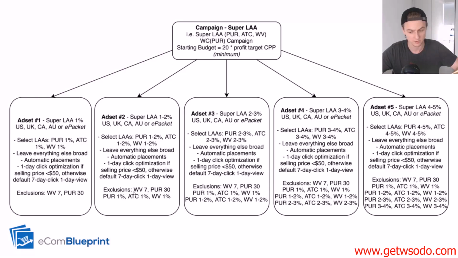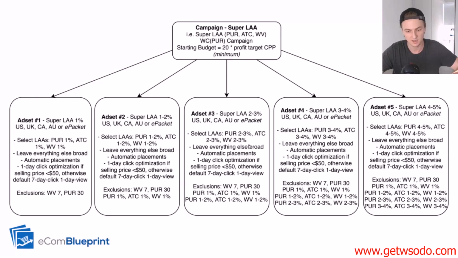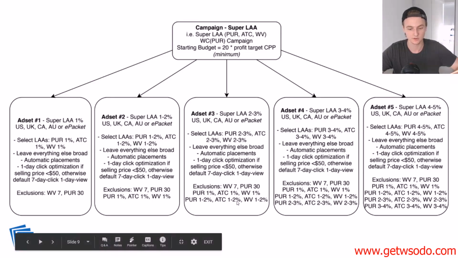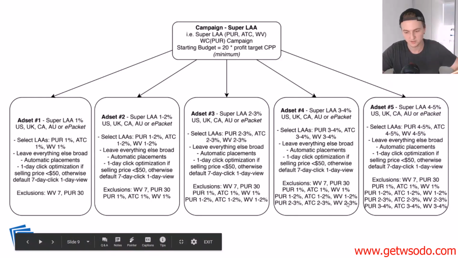And so I'm showing you the exact way to do it. So these are the exclusions for the second one. You want to exclude the 1%. And then for the third ad set, it's the exact same thing. You select the 2 to 3%, leave everything else broad. And then the exclusions are the same. And then you're just adding on the 1 to 2%, right? And then same thing with ad set number 4. It's the 3 to 4% one. Everything else is the same. And then you're adding on the 2 to 3% in the exclusions.